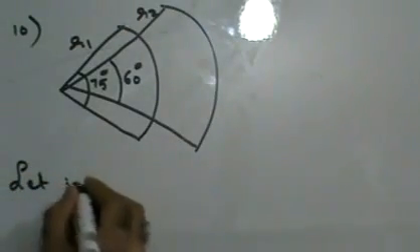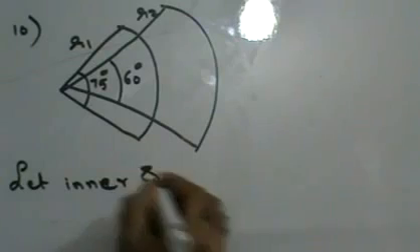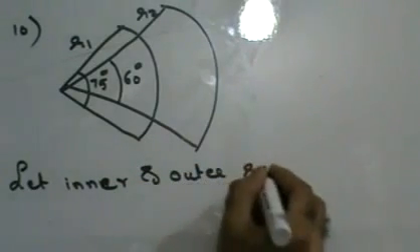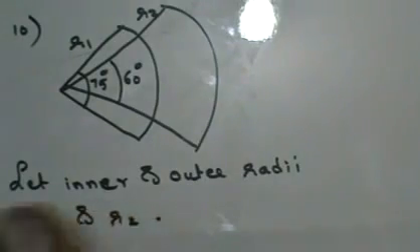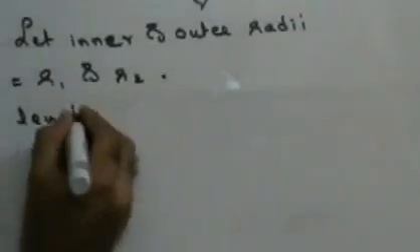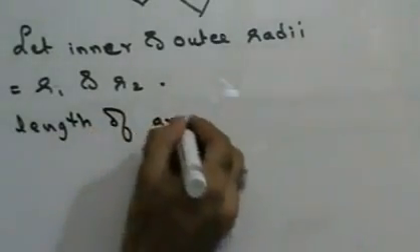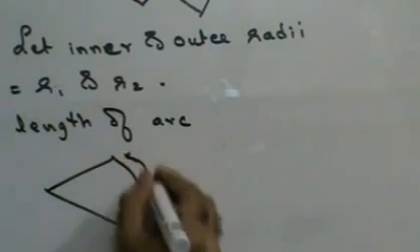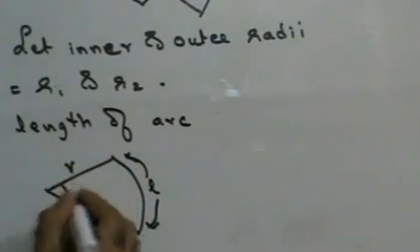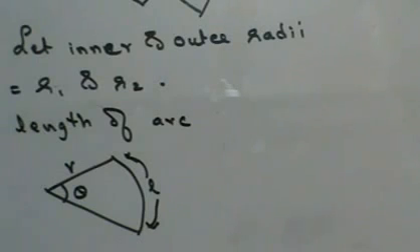Let inner and outer radii be R1 and R2. Now, length of the arc. See, suppose if you have an arc like this, this is my length of the arc. This is radius, this is theta. Length of the arc is given by the formula S is equal to 2 pi r theta upon 360. That's the formula for length of the arc.